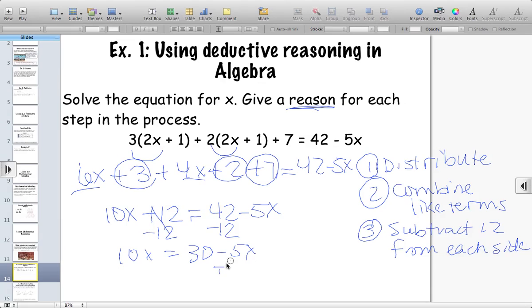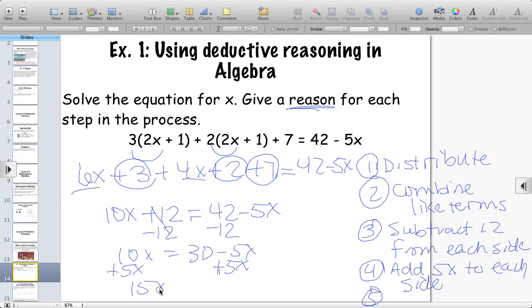I don't have all my x's on one side, so let's add 5x to both sides. So the fourth step is that we're adding 5x to each side, following the rules of equations. And that's going to give me 15x equaling 30. So my final step is I will divide each side by 15.